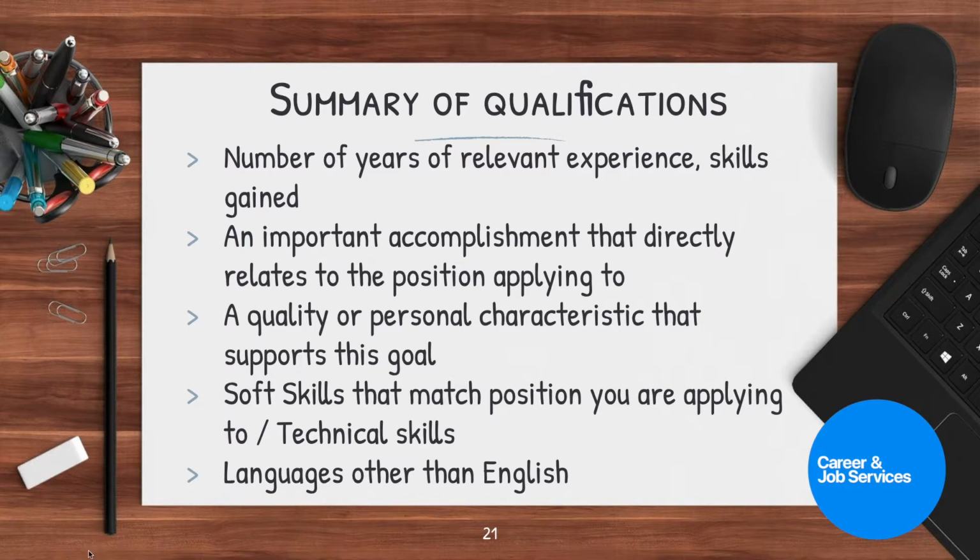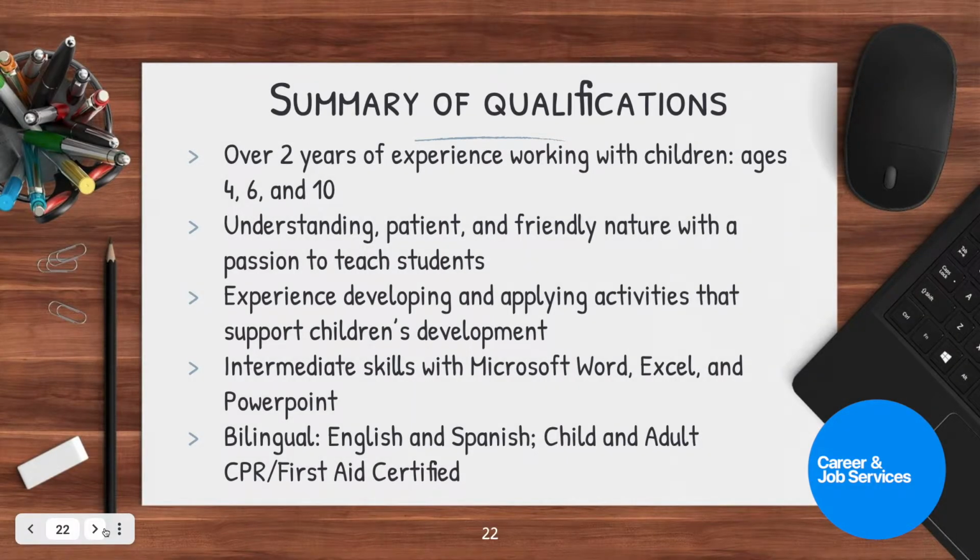Let's take a look at a sample summary of qualifications. In the example that we see here, this student wants to apply to a position working with children. We highlighted the number of years they have working with children and the age level. We also highlighted the student's passion to teach and their ability to develop activities that support children's development. We also highlighted the student's technical and language skills, along with certificates that relate to the position.